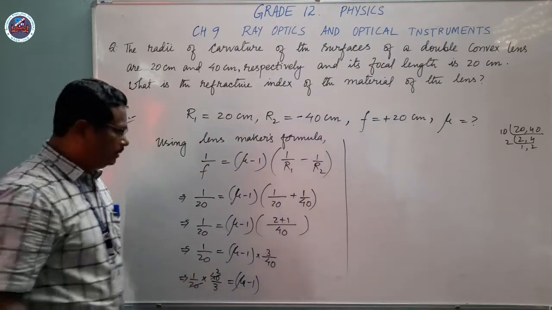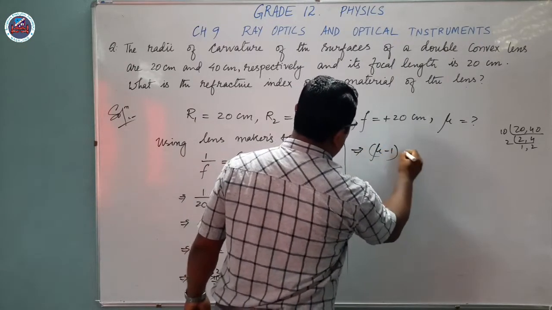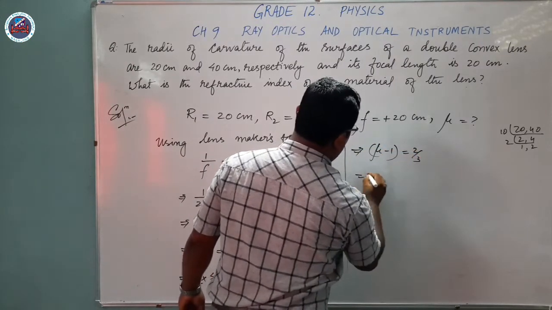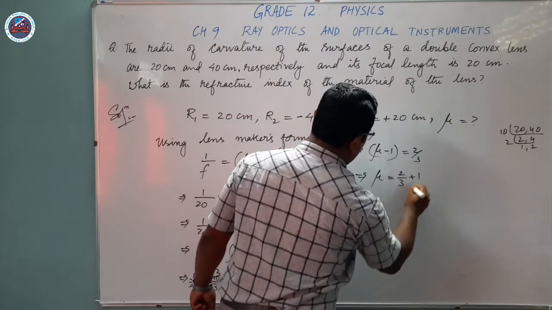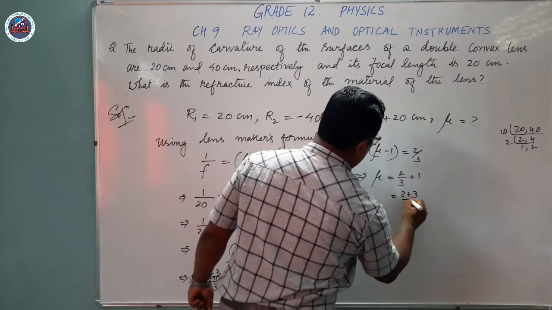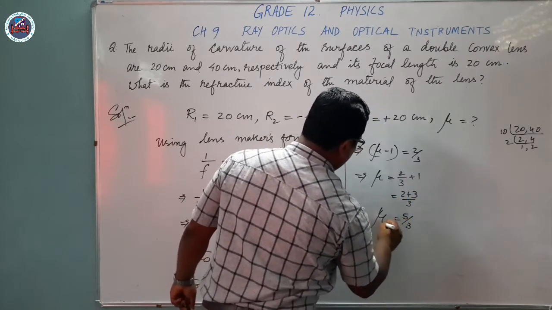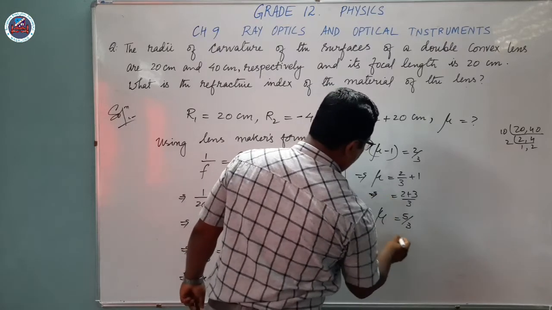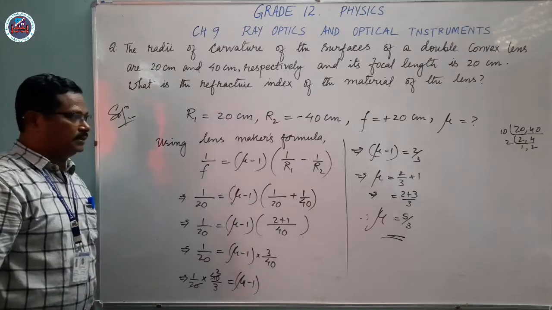This side you have 2 by 3, or you can write mu minus 1 is equal to 2 by 3. So mu will be 2 by 3, minus 1 will become plus 1. 2 plus 3 by 3, if you take LCM, it is 5 by 3. Like this, you can find out the refractive index of the material of the lens.